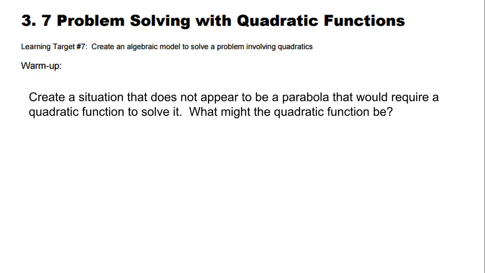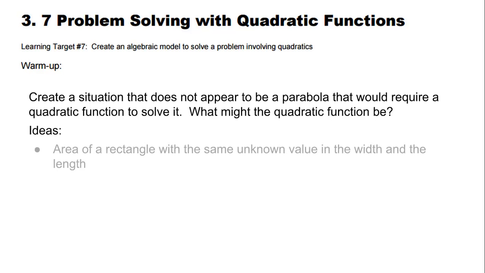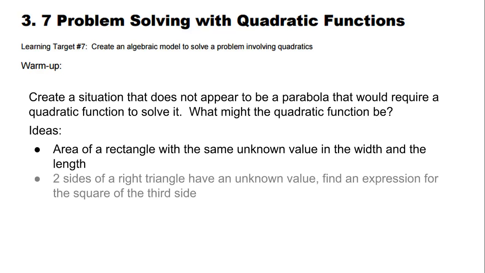For quadratics, we also have factored form, and factored form is when we have two factors multiplied together. So I'd ask you to think about what formula we know where we multiply two things together. Some ideas are the area of a rectangle with the same unknown value in the width and the length. So you have an unknown value of x as the width, and x plus 7 as the length, or x plus 2 as the width, and 2x plus 5 as the length. And that's a quadratic, because once you multiply those together, you're getting a quadratic formula, or quadratic function.